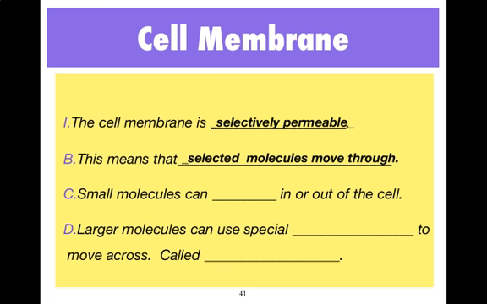Imagine a fishing net. A fishing net is considered selectively permeable. Permeable is to permeate. Permeate means to go through, and selectively permeable means that only certain things are passing through. Like in a fishing net, the water is allowed to go through, but not the fish. The cell membrane is kind of like that.